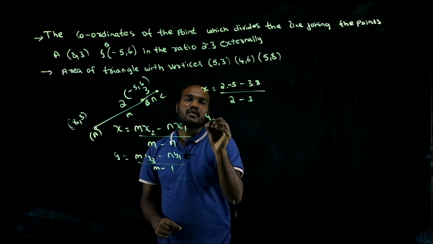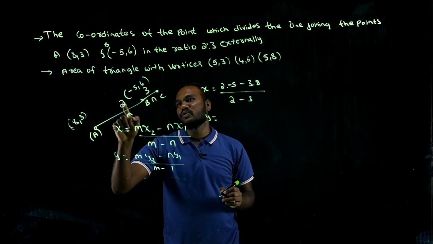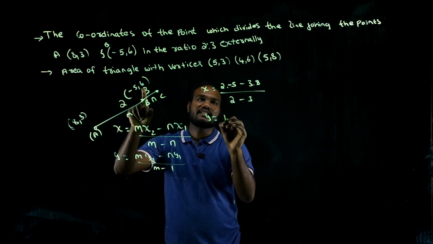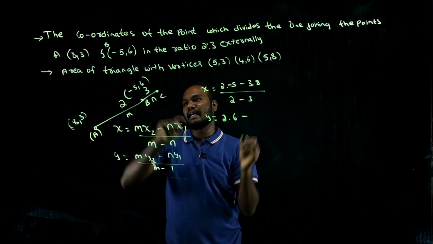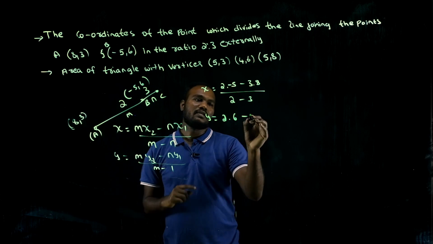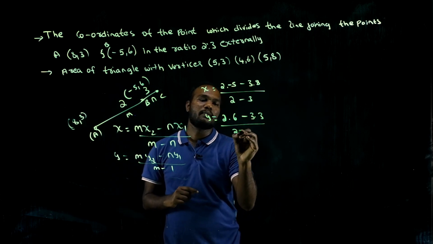Okay. So if I want to find y, that formula is m into y2. So this into this: 2 times 6 minus 3 times 3, divided by 2 minus 3.